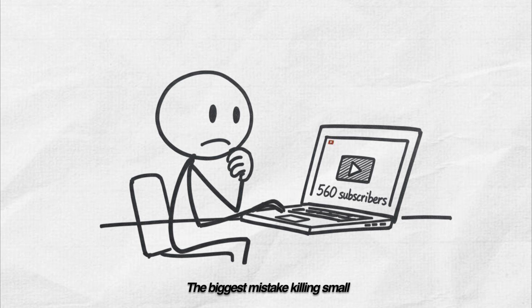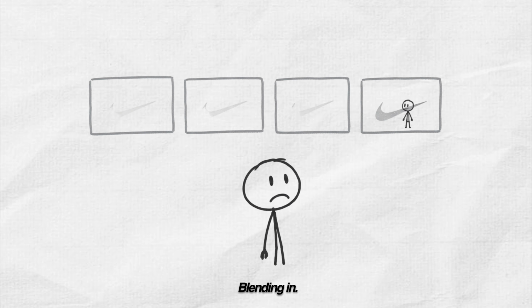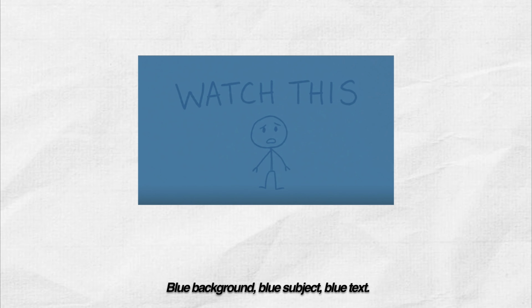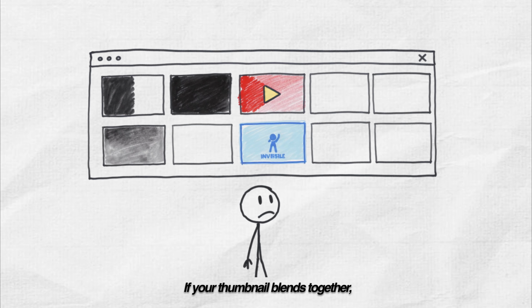The biggest mistake killing small channels right now? Blending in. Blue background, blue subject, blue text. If your thumbnail blends together, the algorithm cannot save you.